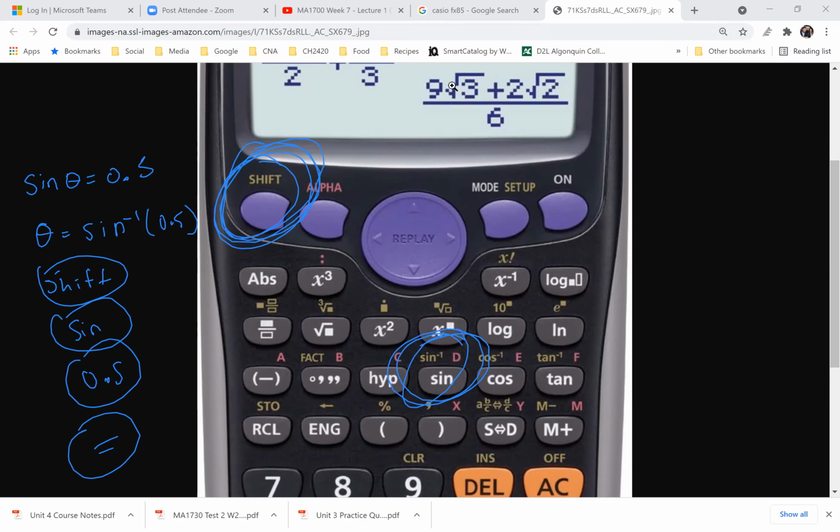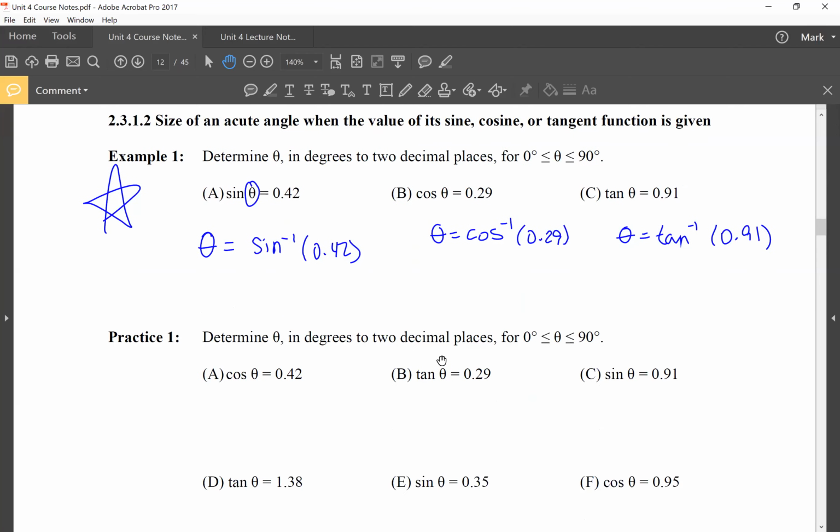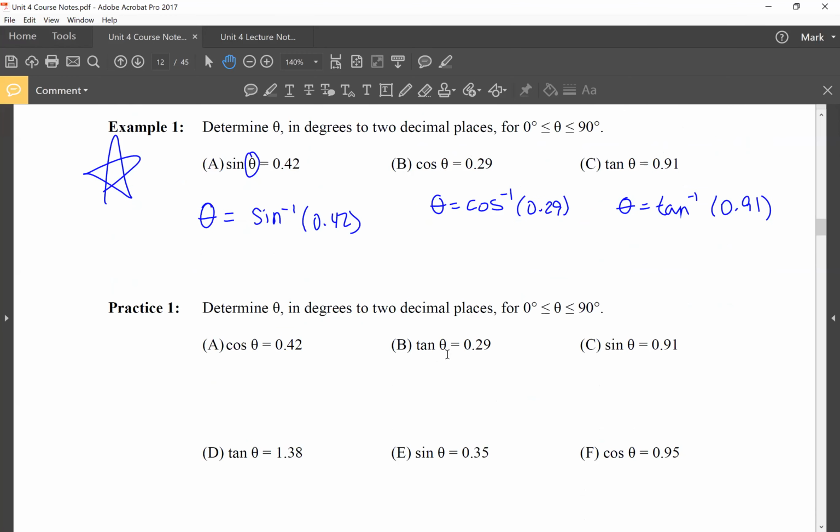All right, so let's look at the answers here, and then I'm going to get you guys to practice, and then we're going to do some really important problems. The reason I want you guys to try a couple of these is because I want to see if your calculators are in degree mode. So how are you going to know that? Well, try this one with me. I'm going to press Shift Sine 0.42 and hit equals, and I will get the angle of, it says 2 decimal places, 24.83 degrees. Done. That's all I need to do.